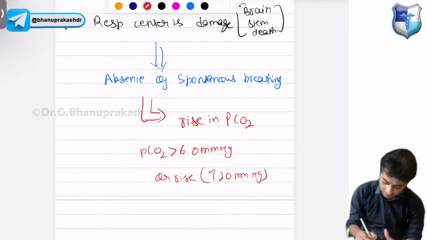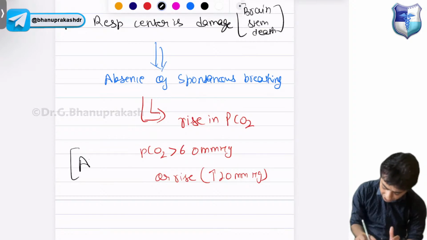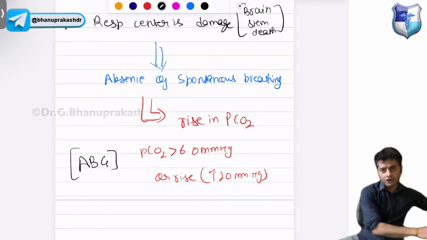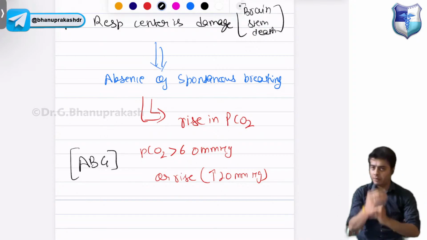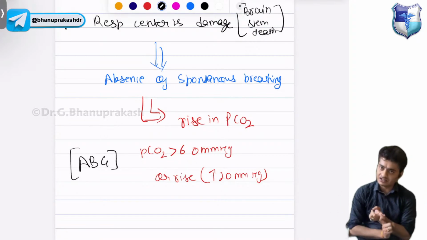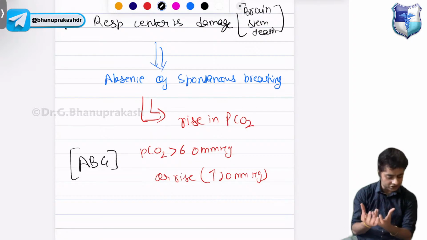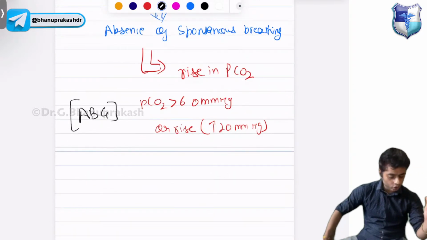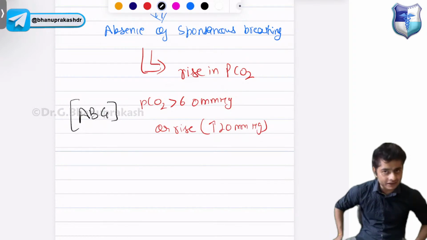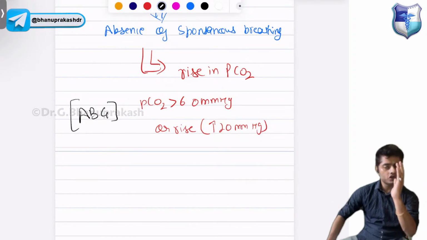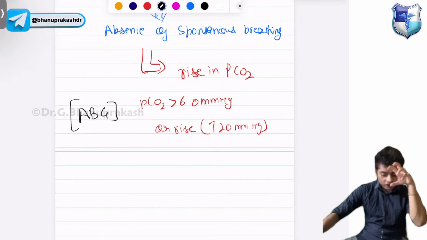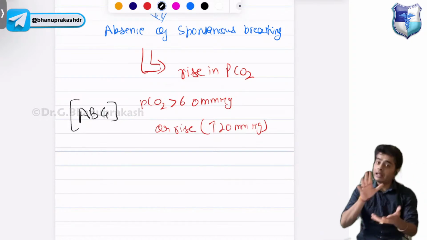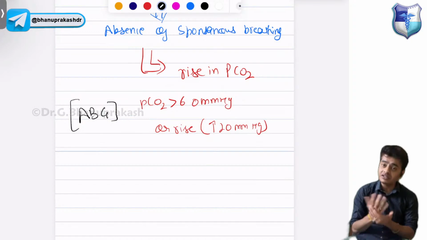How will we get to know this rise? We will do ABG again. Because of the absence of spontaneous breathing, we have done ABG. In ABG, it is showing that PCO2 has risen greater than 60 mm Hg or risen greater than 20 mm Hg. ठीक है? अब now you all tell me that CO2 is a powerful stimulator of brain center. So can this CO2 stimulate the brain center? Yeah, but in this patient, the brain stem is damaged.